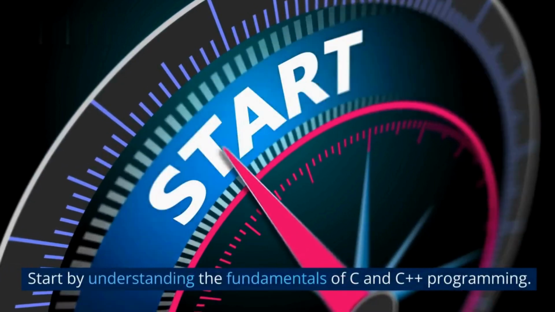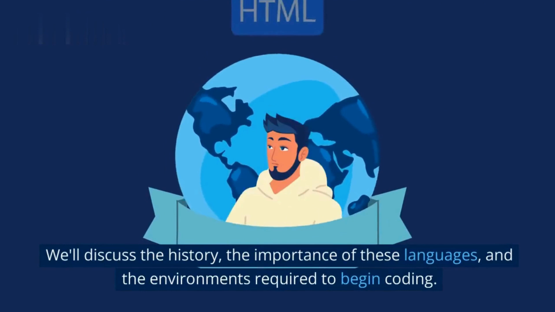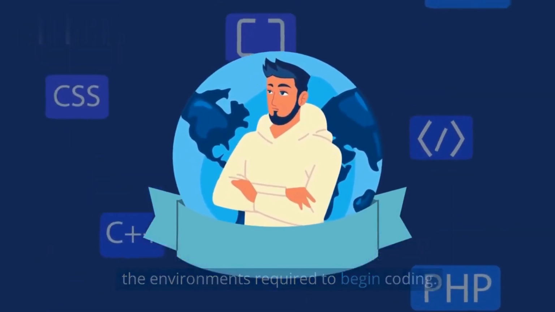1. Getting acquainted with C and C++. Start by understanding the fundamentals of C and C++ programming. We'll discuss the history, the importance of these languages, and the environments required to begin coding.